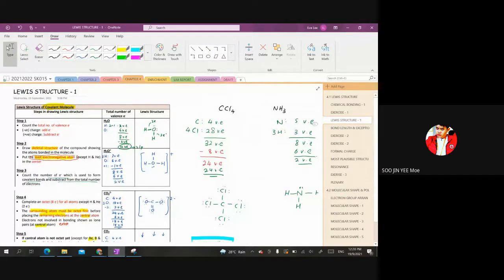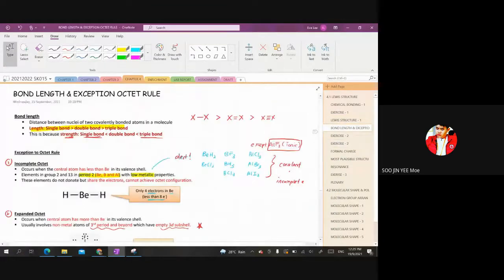And then about the length of the bond, we need to be very careful about that. No need drawing. You don't have to show the exact length. This one is just knowledge for you to compare between their length. But in your Lewis structure, you don't have to show the length. Okay. Just do it as usual.